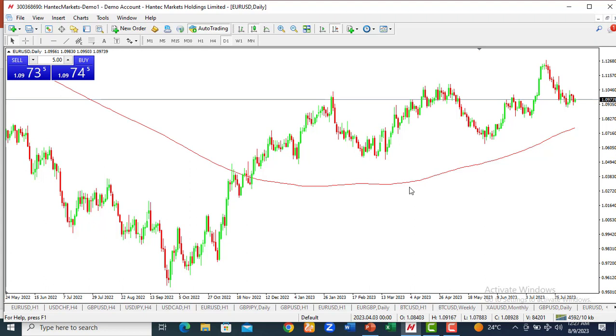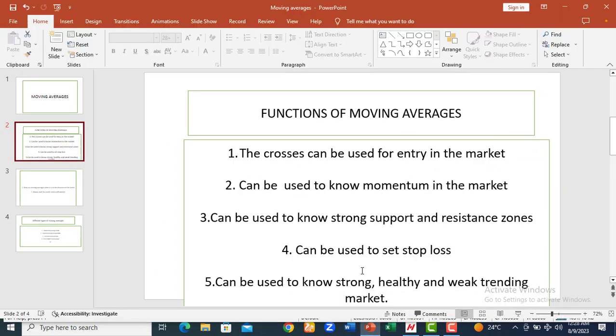Better still, I forgot to tell you, the 200 period moving average can be used to know the trend of the market: a strong trending market, a heavy trending market, and a weak trending market. And we will explain more on setting your stop loss as I'm talking about the strong, heavy, and weak trending market. I promise I'm not going to stay long.